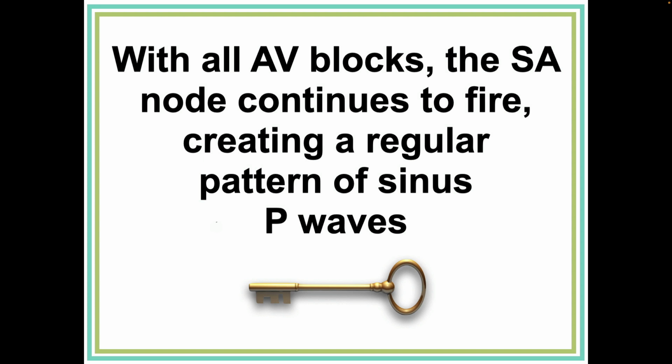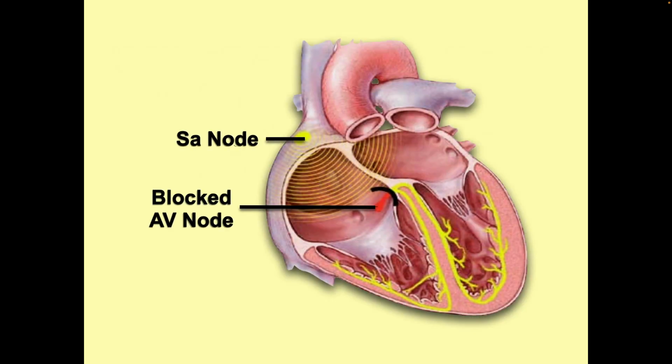Okay? So again, if the AV node is blocked, or just below it in the bundle of His, that has no effect on the SA node. And the SA node, unless something totally different is happening, is fine just because of the blocked AV node. It's just throwing out its impulses one after another, creating a regular pattern of sinus P waves, okay?